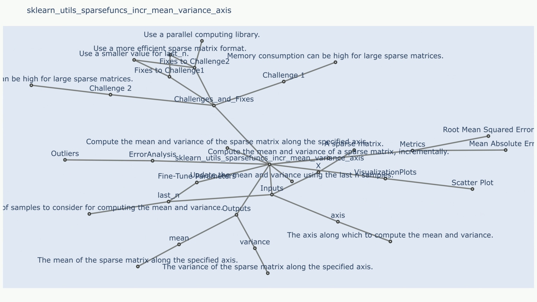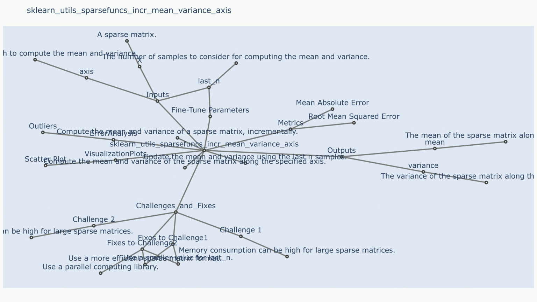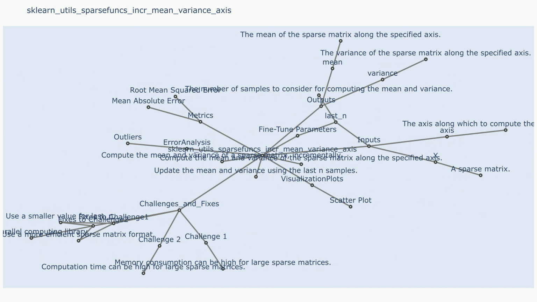Challenges and fixes. Challenge 1. Numerical instability when handling very large datasets or data with extreme values. Numerical instability can occur, resulting in inaccurate mean and variance calculations. Sample use case that resulted in challenge 1: working with datasets with very large values or datasets with a wide range of values. Fixes to challenge 1: use numerical stability techniques such as using a stable mean and variance calculation algorithm, or scaling the data to a smaller range.